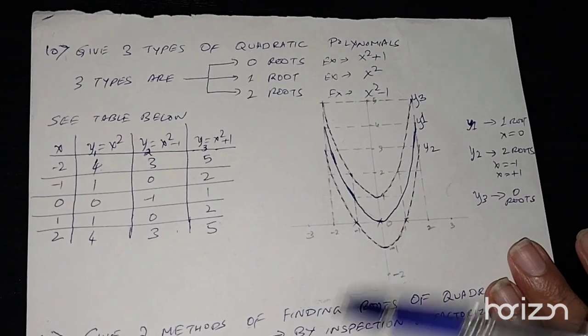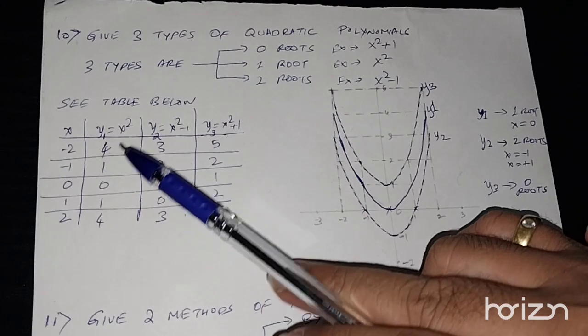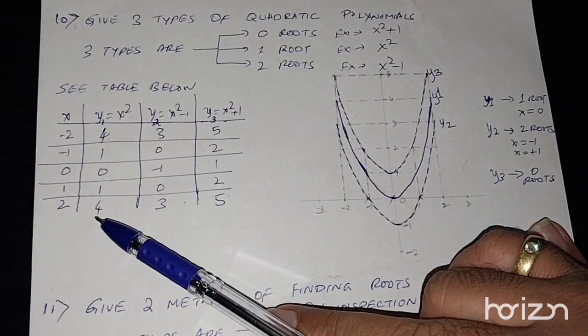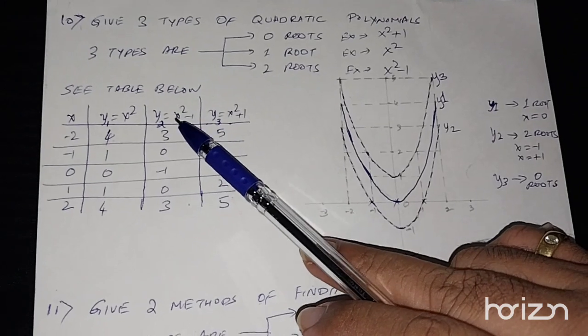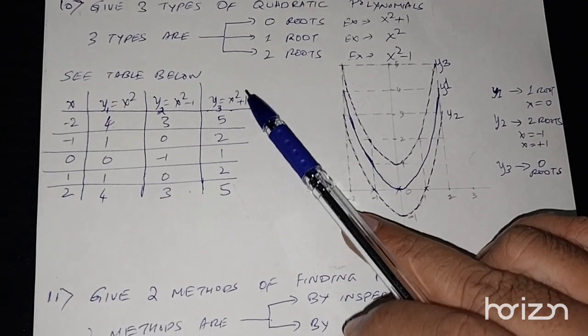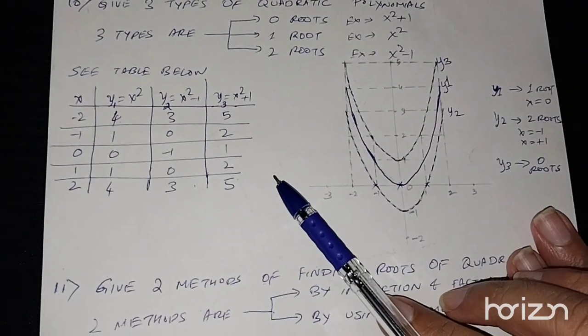What we have done is we have created a table like we did last time for all these 3 polynomials. y1 is equal to x squared, we have created a table. y2 is equal to x squared minus 1, we have created a table, and y3 is equal to x squared plus 1, we have created a table, and we have plotted all these points.